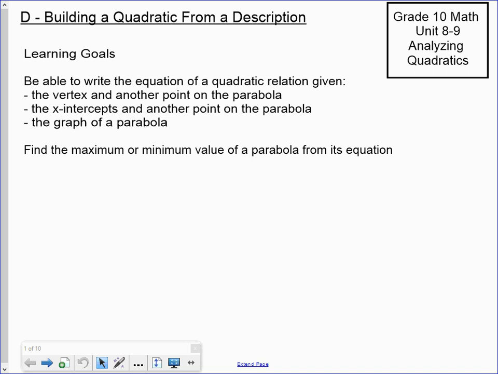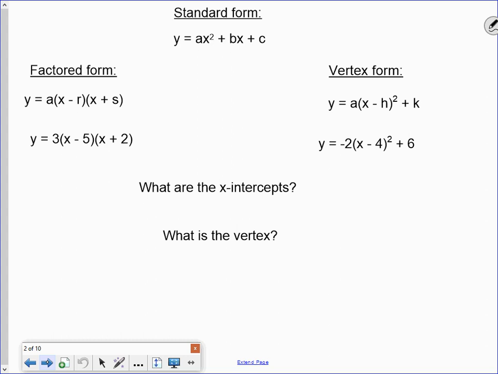And then at the very end, we will just review the concept of the maximum or minimum value of a parabola from its equation. So what we're doing here today is in many ways some stuff that we've been doing in the lessons leading up to this. We're just kind of doing it backwards.